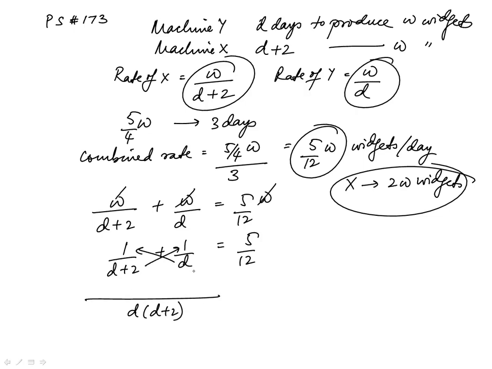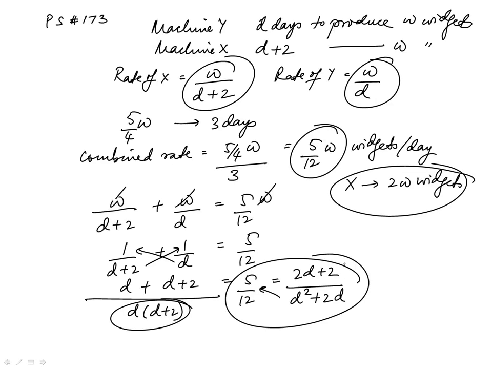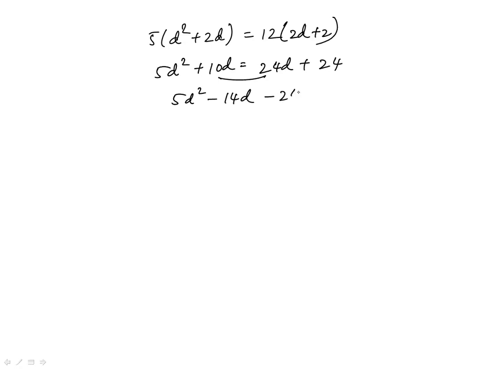Numerator would be, I would just cross multiply these, D plus 2 and 1 times D, and that becomes 2D plus 2. This becomes D squared plus 2D. Then I'm going to cross multiply these, so that becomes 5 times D squared plus 2D is equal to 12 times 2D plus 2. I'm going to distribute that. 5D squared plus 10D equal to 24D plus 24. Combine like terms. That becomes 5D squared minus 14D minus 24 equal to 0.